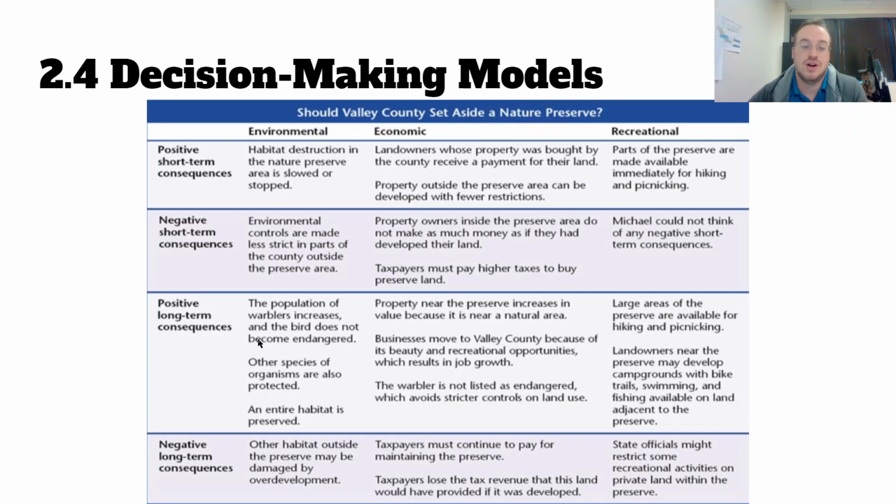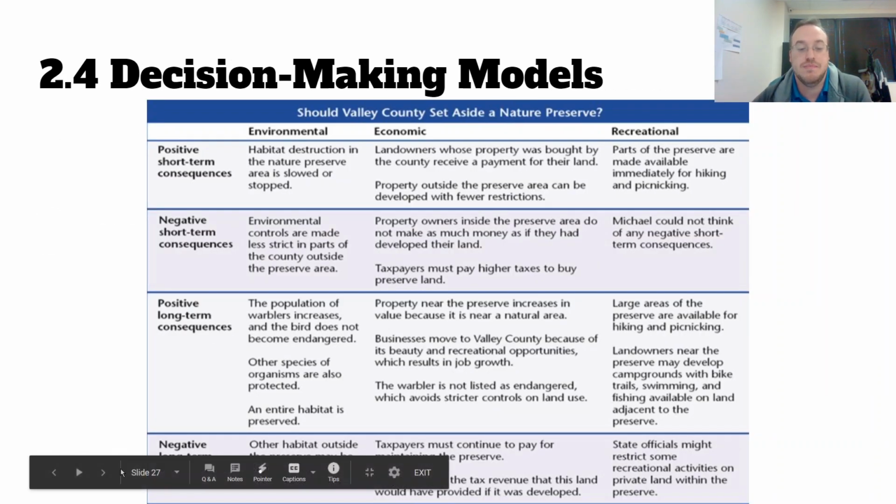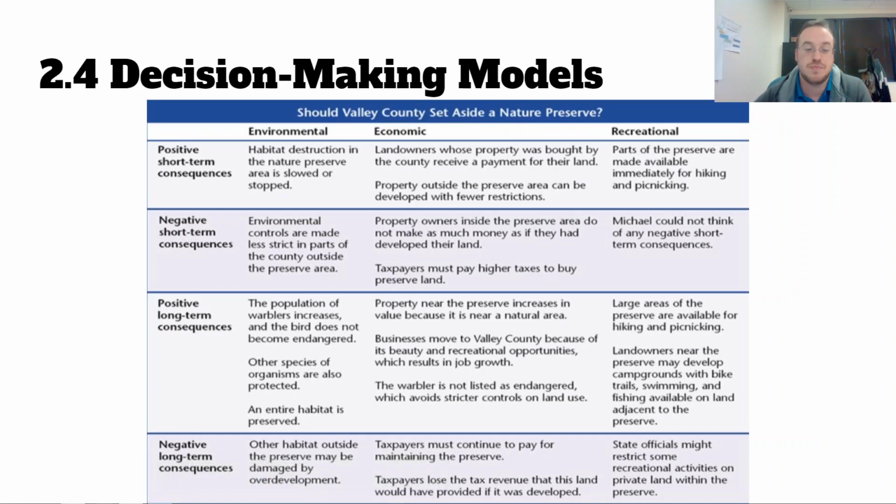Looking at a longer lens to this, we can see the consequences become a bit more structured. So the positive long-term consequences for our bird population, warblers: the population increases and it doesn't become endangered. These warblers, a specific species of bird, are able to thrive and mate freely in the nature preserve.